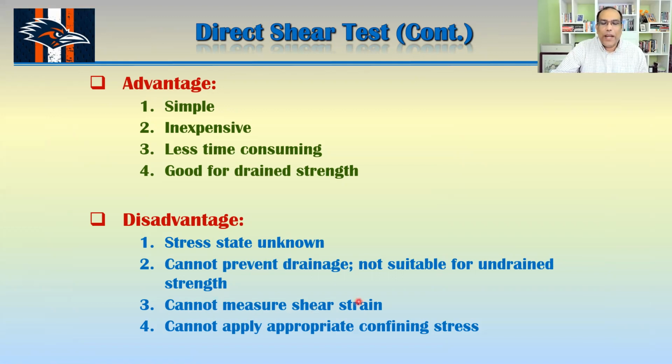It cannot measure the shear strain because you can only measure the vertical and horizontal strain, and it cannot apply appropriate confining stress. So in the actual field, if you go like 50 feet below, the soil has a confining pressure all the way, okay? But in this method, you cannot change that confining stress in your soil and cannot measure how much confining pressure is coming from the side, right? So those are the disadvantages of this method, okay?